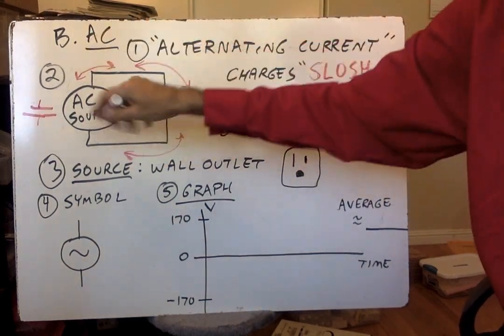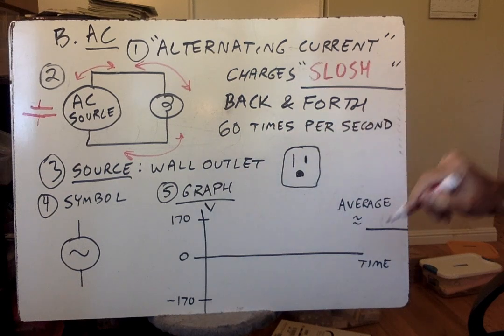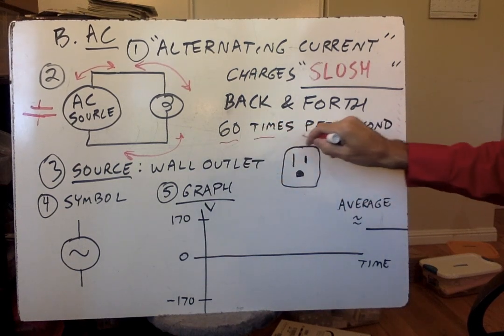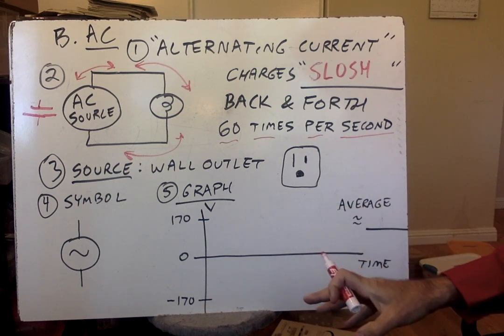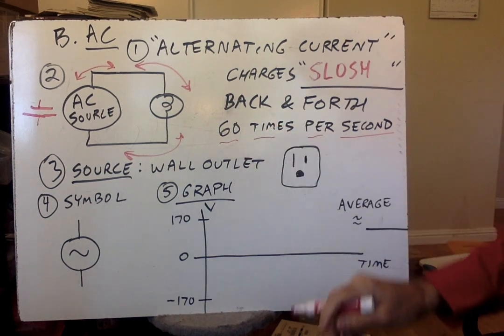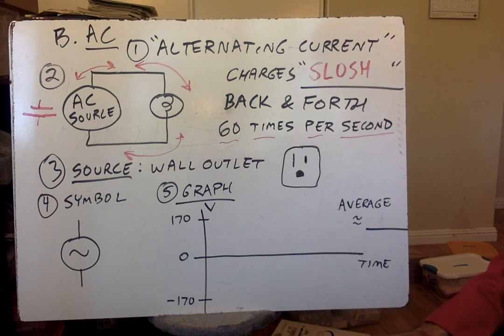How fast does it do this? How quickly? 60 times per second. Why this? Why 60 times per second? Is that some natural thing? And the answer is absolutely not. This is a standard that, again, was invented, I believe, over 100 years ago.